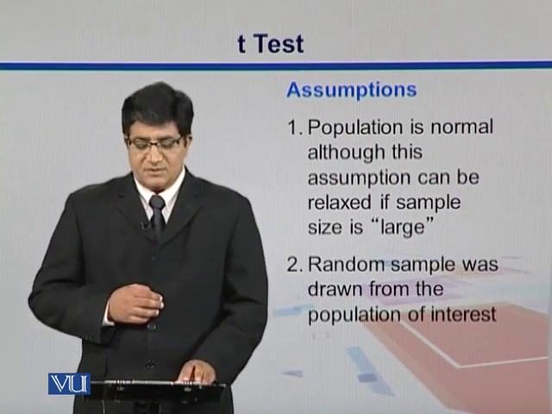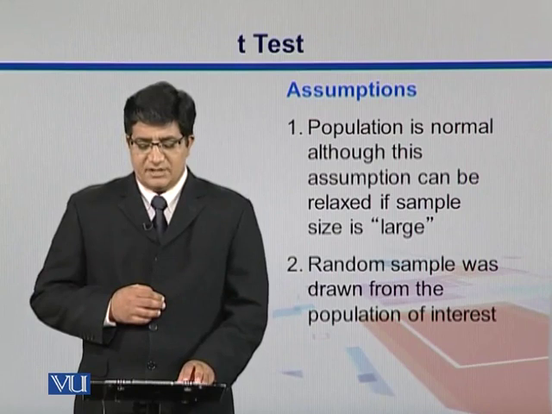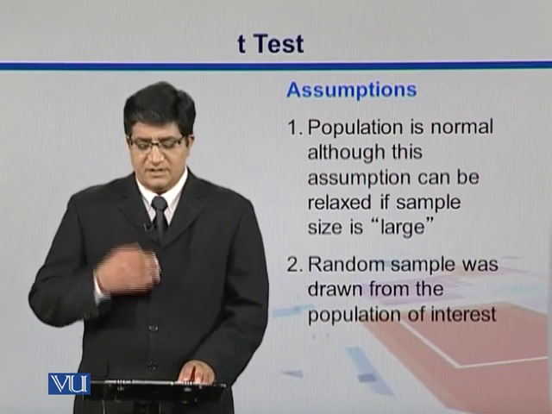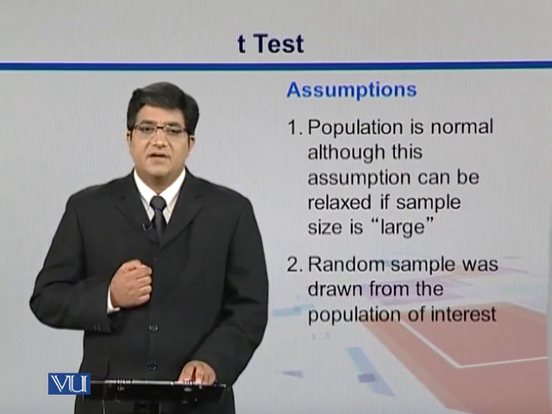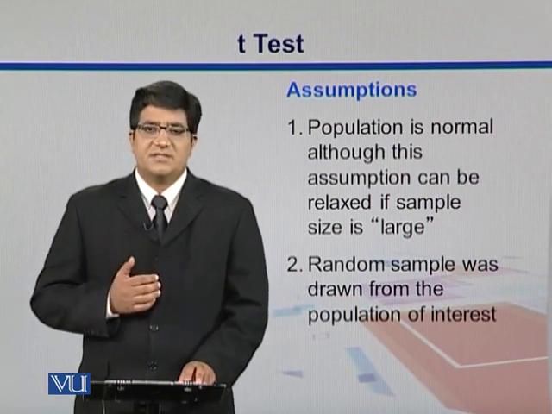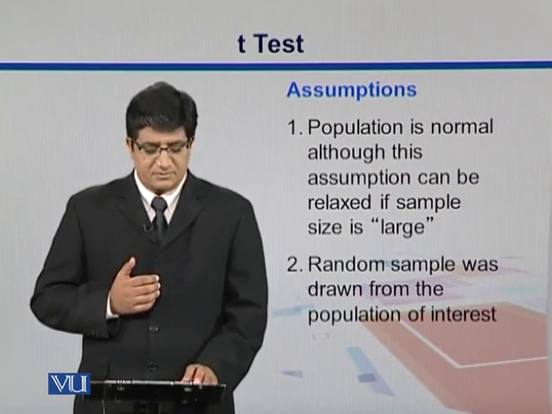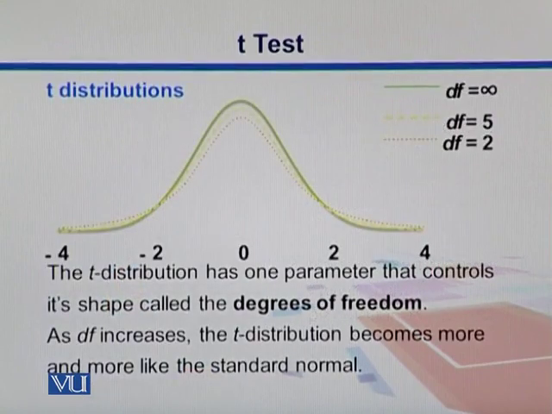The population is normal, although this assumption can be relaxed if the sample size is larger. So that is one of the assumptions. And the second assumption for this t-distribution is that the sampling should be at random. There should not be any bias. Here is how these t-distributions look like.